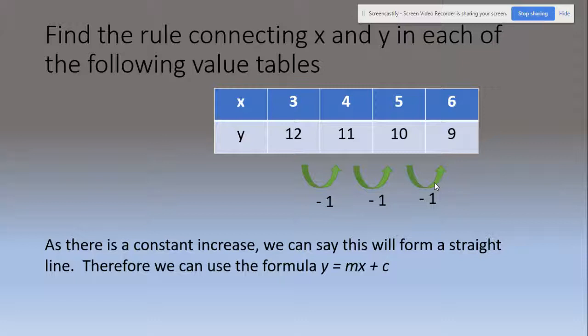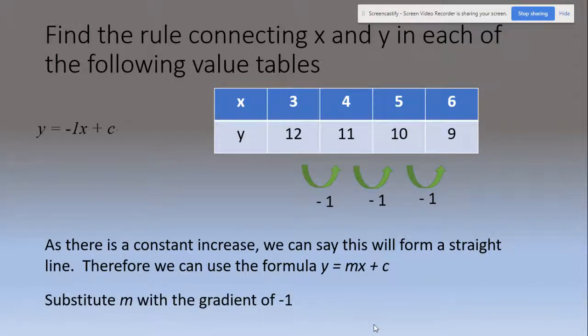You should know what our next step is. Our next step is to substitute our m, our gradient. What is our gradient? Our gradient is -1. So substitute m with the gradient of -1, and it looks like this. -1x plus c. Now, you know that we don't have to put the 1 in, so it probably looks better to go -x plus c. Now, we need to find our c.